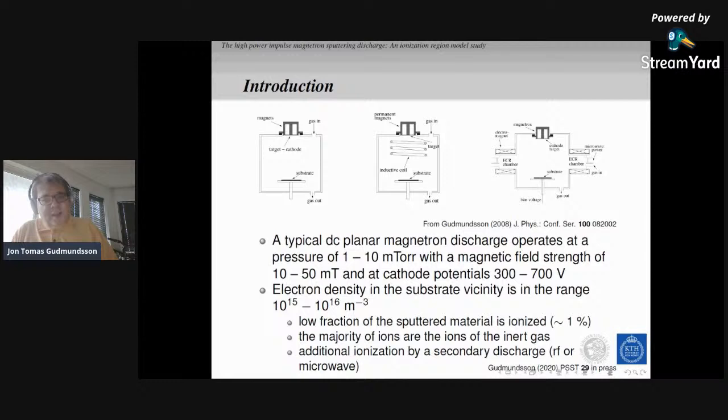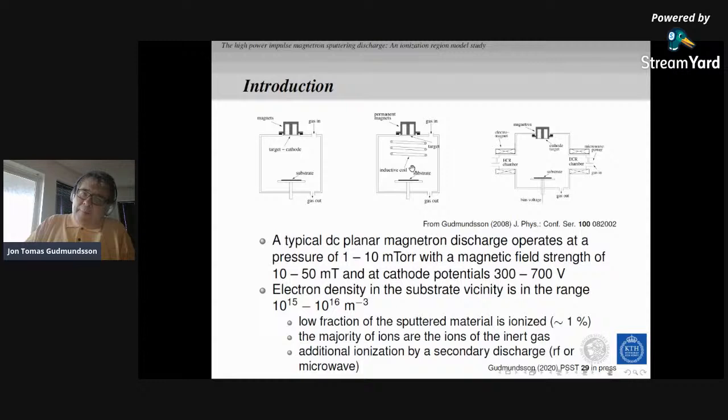There have been, maybe 30 years ago, in the 1990s, attempts to increase the plasma density and the ionization fraction by adding a secondary discharge, which is either inductive, like we see here in the center picture, where an RF coil is added between the target and the substrate, or an ECR, electron cyclotron resonance discharge. These techniques have actually been very successful, and the inductive coil is added to the DC magnetrons that are used in the semiconductor industry. So this is very heavily used even today.